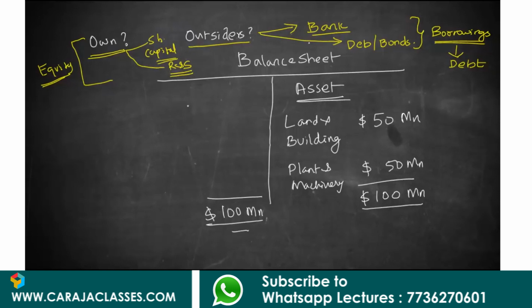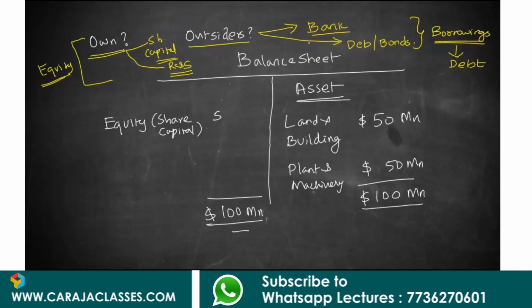So now let us assume that this $100 million assets you have purchased by raising money from two sources. One is equity. Equity is nothing but your own money. Let's say you have brought in share capital. Share capital is nothing but the money raised by issue of shares.